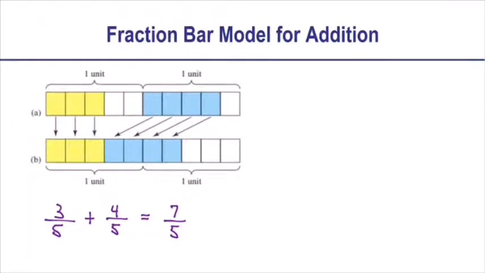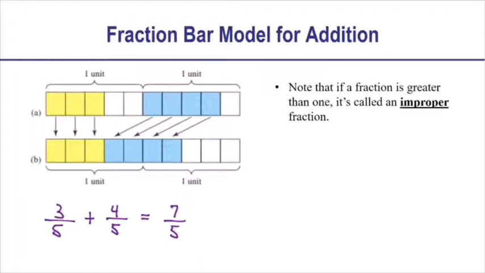Now, what's interesting in this case is that we ended up with more pieces than it takes to make a whole. So if this represents 1 unit, you can see that we have extra pieces that go beyond the 1 unit. So this is what's called an improper fraction. If a fraction is greater than 1, it's called an improper fraction. That just means that there's more than 1 whole unit here.